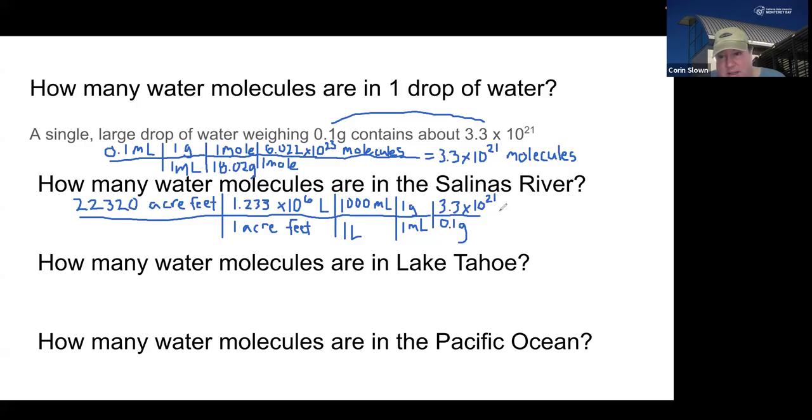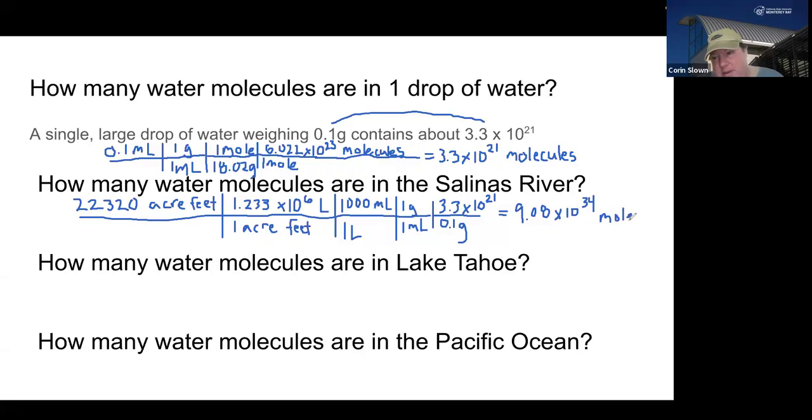But when I do this calculation, right, there are many more molecules, so I get 9.08, and that's times 10 to the 34. And again, that's molecules.